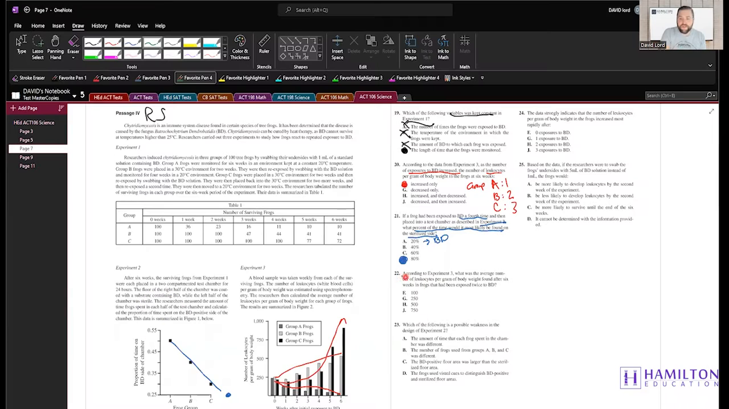All right, question number 22. According to experiment 3, what was the average number of leukocytes per gram body weight found after 6 weeks in frogs that have been exposed to BD twice? Well, that means we're looking at group B. All right, group B, which is the light one, at 6 weeks is roughly around here. So I'm going to kind of draw it over. It looks like a little bit above 500. So not 100, not 250, 500 is not quite right, but 750 is way too much. 750 would be kind of like group C at 5 weeks. So the best answer here is H.